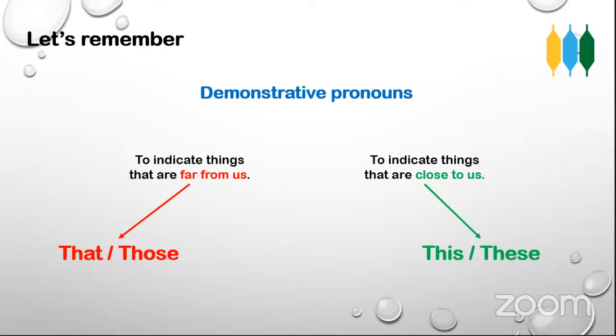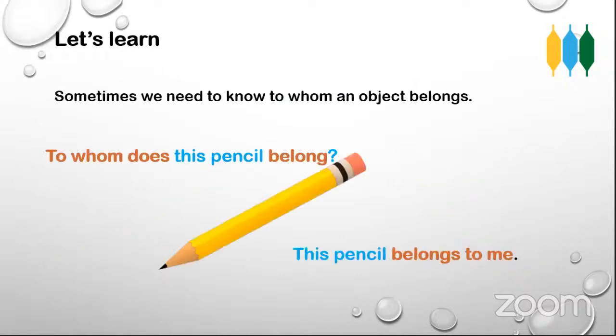So, I just want you to remember this because we're going to use this later. But now let's talk about this. This is an introduction that can help you to understand what whose means and how we use whose. Firstly, we just have to know that sometimes we want to know to whom an object belongs. For example, if I ask, to whom does this pencil belong? What I'm asking, I'm looking for the person who has the pencil, or who bought it, or just who owns the pencil, okay? And this would have an answer like, this pencil belongs to me.